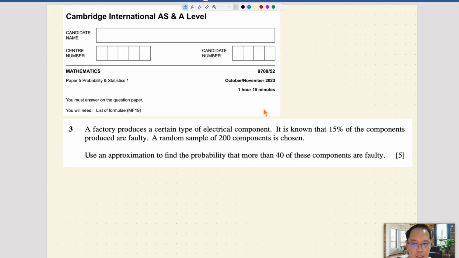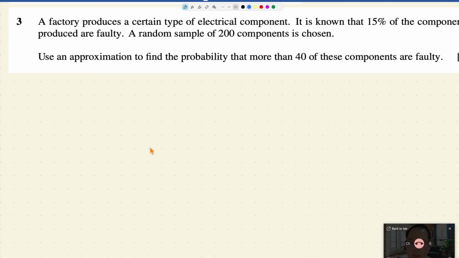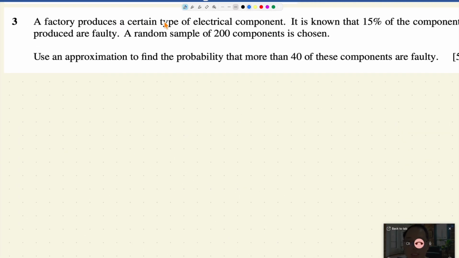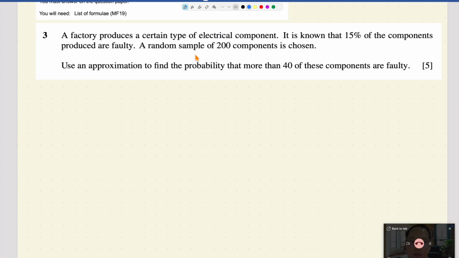Now let's consider this example, which is a question from a past paper, paper 52 in October 2023, question number 3. A factory produces a certain type of electrical component. It is known that 15% of the components produced are faulty. A random sample of 200 components is chosen. Use an approximation to find the probability that more than 40 of these components are faulty.